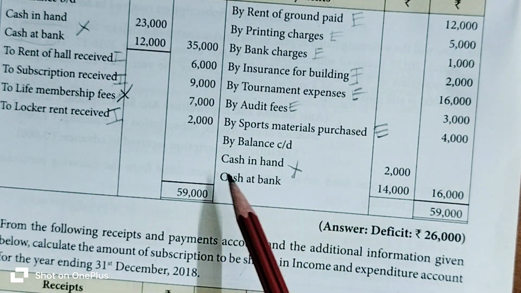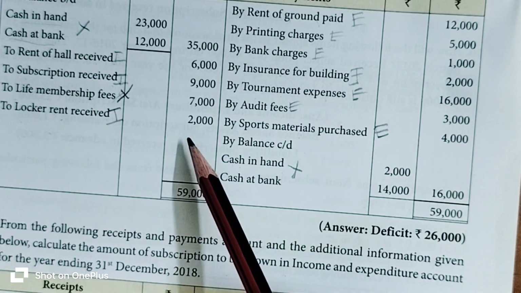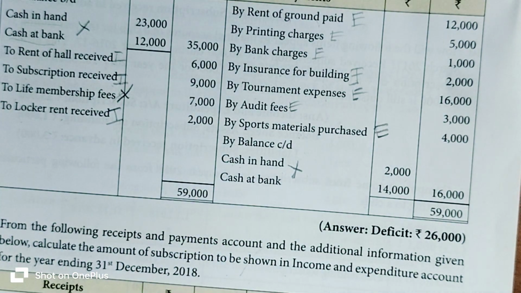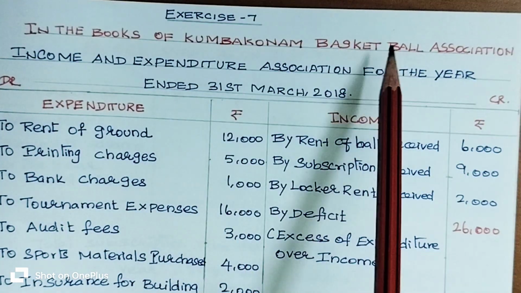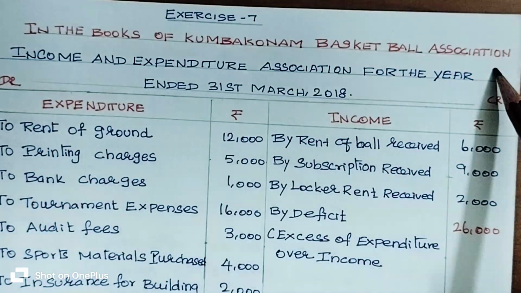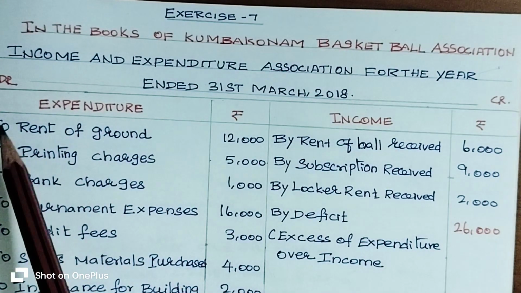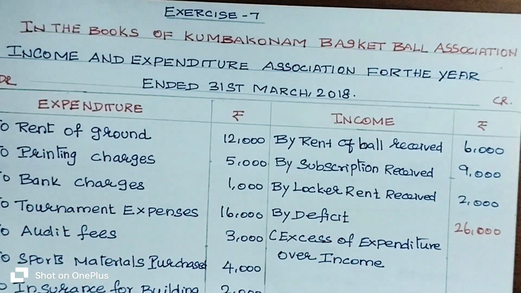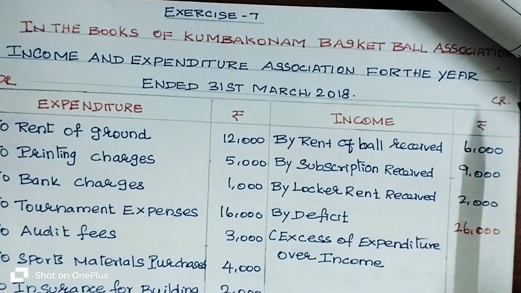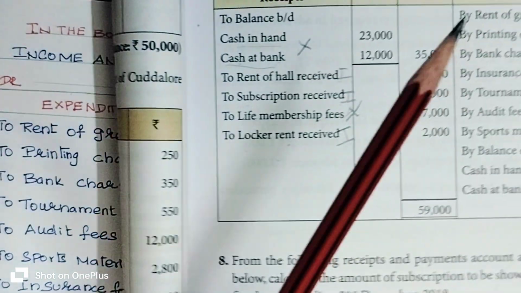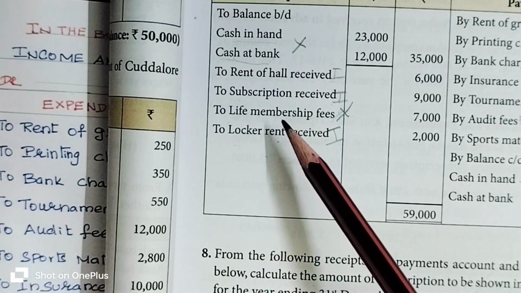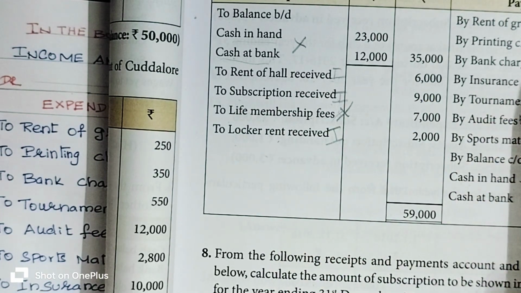Okay, then now we are going to prepare the income and expenditure account. First we have to write the heading, that is in the books of Kumbakonam Basketball Association income and expenditure account for the year ended 31st March 2018. The format of the income and expenditure is left hand side debit, expenditure, rupees and right hand side credit, income, rupees. Okay, we already marked in the question what are the items that will appear on expenditure side and what are the items that will appear on income side.